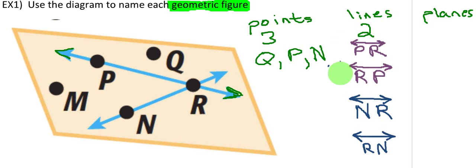So again, the way we represent lines is by naming it with 2 points that happen to fall on that line. In this case, PR would be 2 points. In this case, would be NR. Let's move on to locating planes.